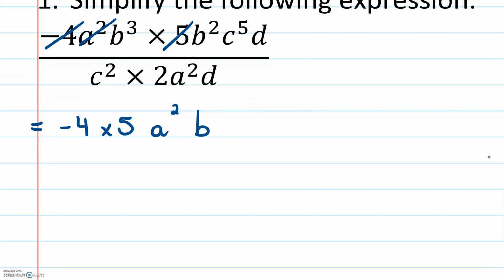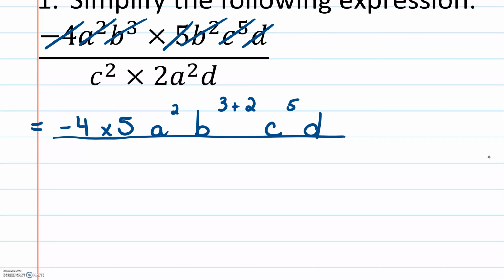For the b's though, there's a b to the power of 3 and there's a b to the power of 2. When you multiply bases that are the same, you have to keep the same base and then add the exponents. So this is what it should look like. For the c's, there's only one of the c's and one of the d's, so I'm just going to recopy it since there's absolutely nothing else I can do with that.